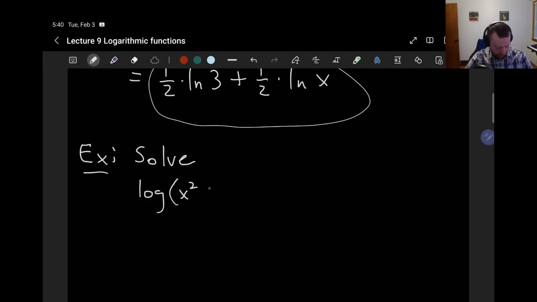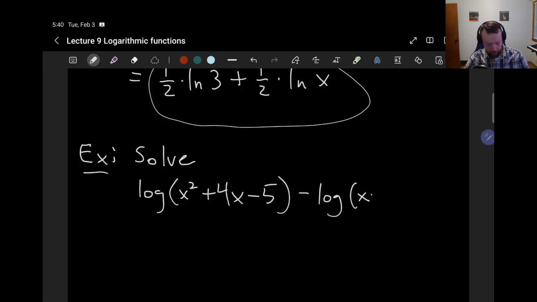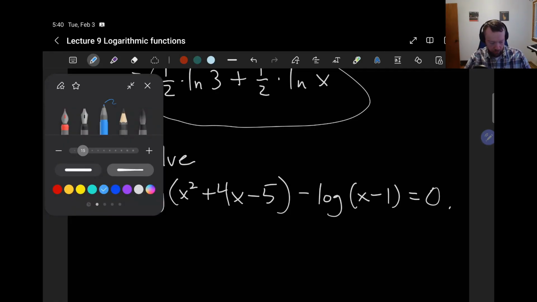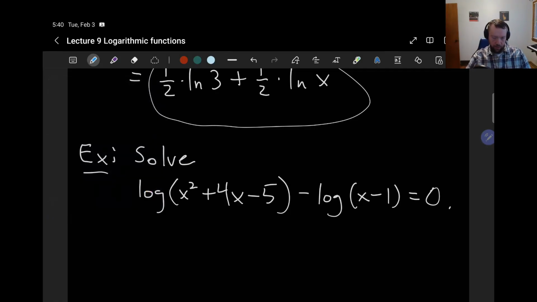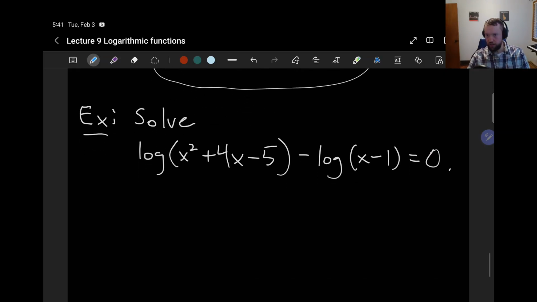Log of x squared plus 4x minus 5 minus log of x minus 1 equals 0. Notice I didn't write a base. So this is another special kind of log. And your scientific calculator should have a button for this, just like it does for natural log, ln. But if you just see log, no base, that just means base 10.